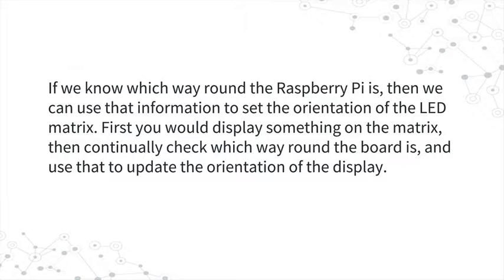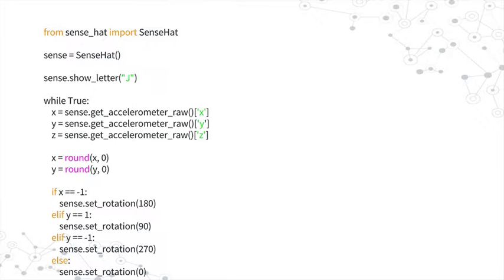If you know the orientation of the board, you could display some of the matrix and then continuously check which way around the board is and update the orientation of the display. In other words, if I have a letter, in this case J, and I keep rotating it, the J should jump around the screen. And that's exactly what this next one does. From sense_hat import SenseHat. There's your sense, the object you have to make with that function. Show the letter J.